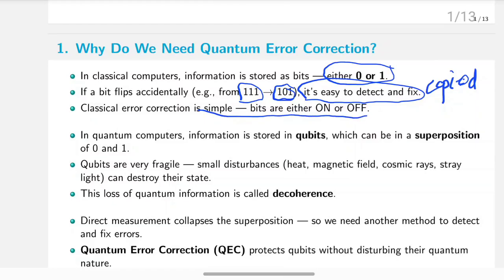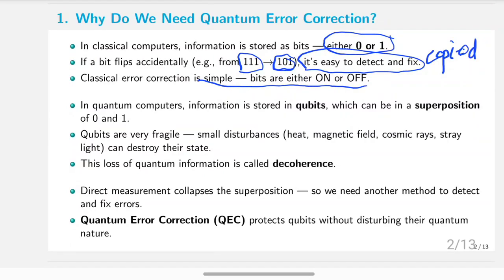Whereas in quantum computers, the data is stored in qubits, which I have already discussed. A qubit can be 0 and 1 at the same time, which we call superposition. You already know the equation, ket psi equals alpha ket 0 plus beta ket 1. For example, there is a 60% chance of being 0 and a 40% chance of being 1 in this particular scenario.